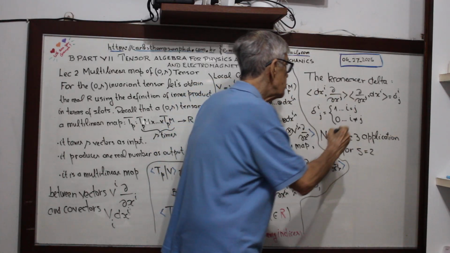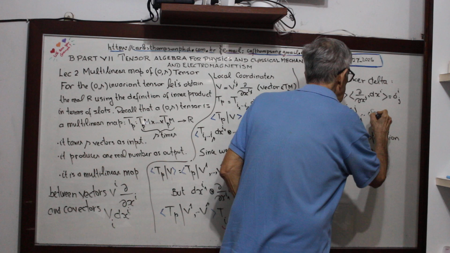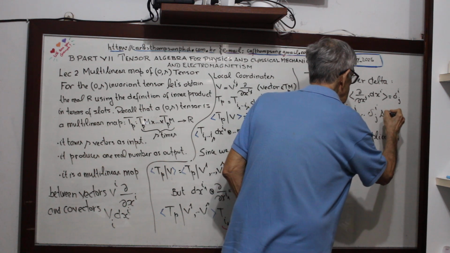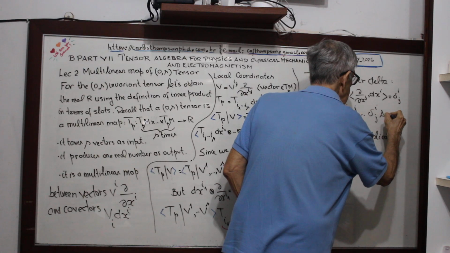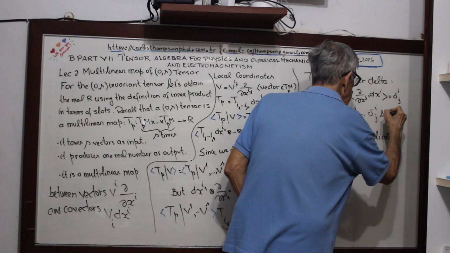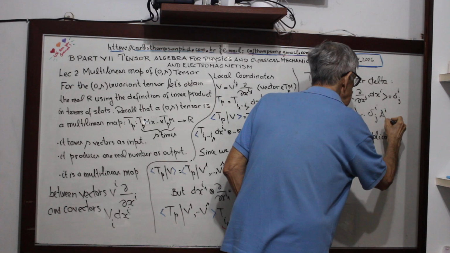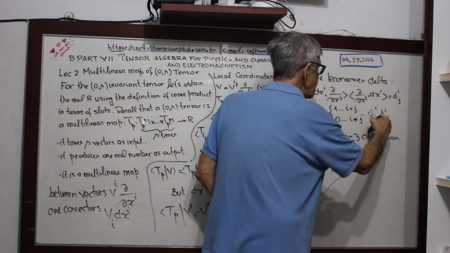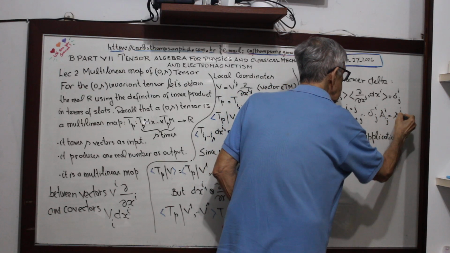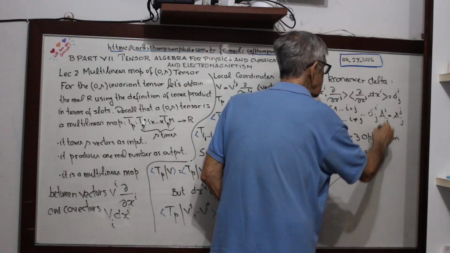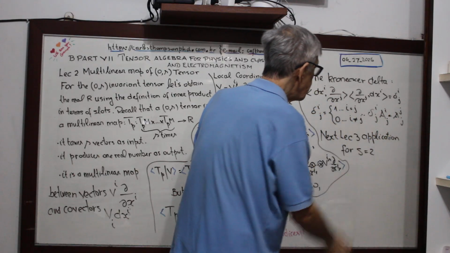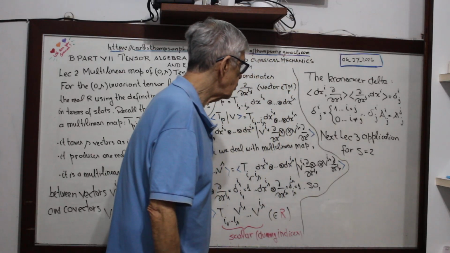And the important property: delta^i_j applied to a^i, in this case here, you have to substitute, and you get a^j. That's one property of the Kronecker delta.